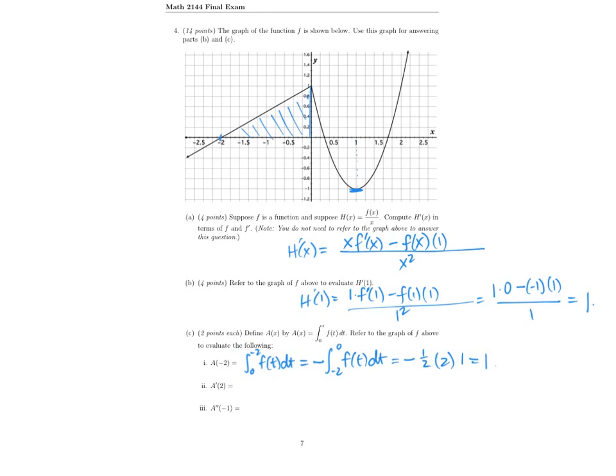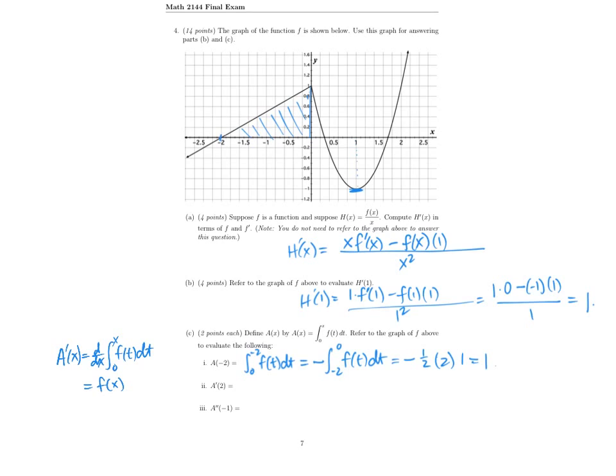Then a prime of 2. Well, let's spend a minute thinking about what a prime of x is. A prime of x is going to be the derivative with respect to x of the integral from 0 to x of f of t dt. Now this is directly from the fundamental theorem of calculus part 2. And the fundamental theorem of calculus part 2 says that this is equal to f of x. So a prime of x is equal to f of x.